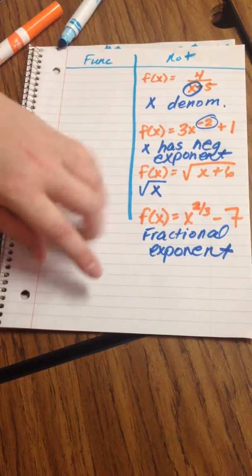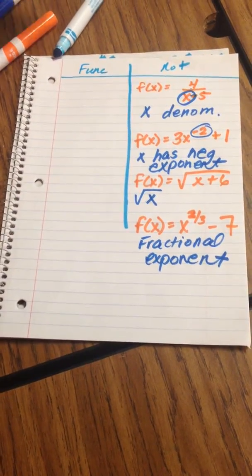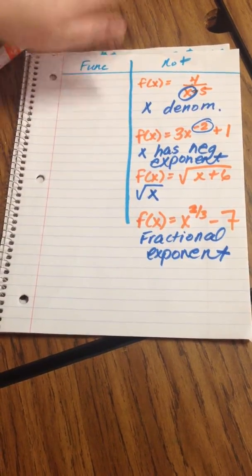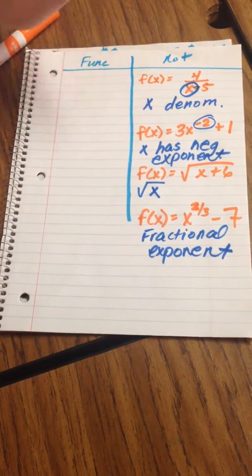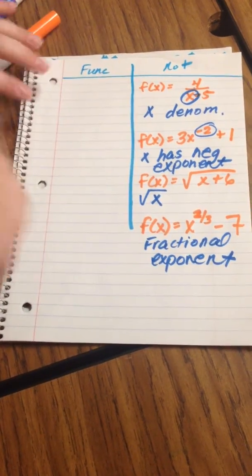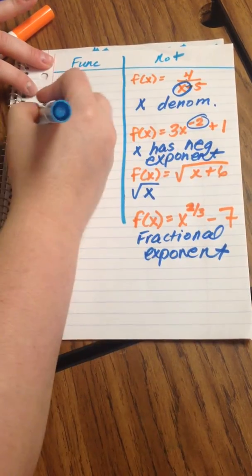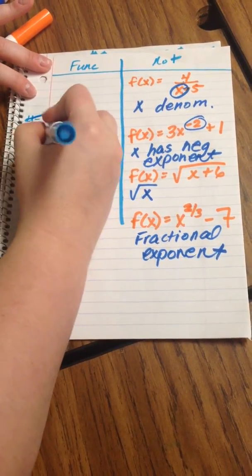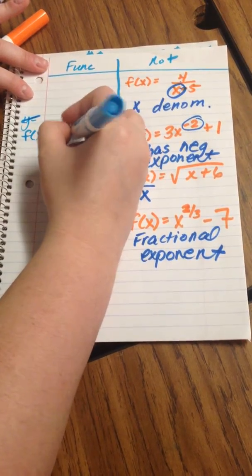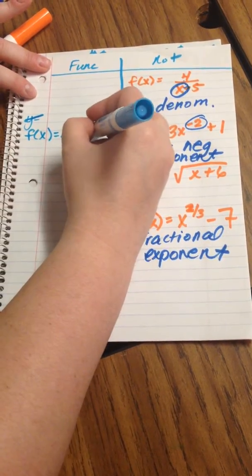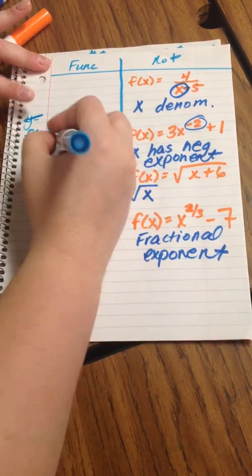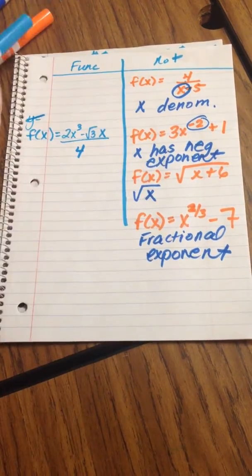These are all examples of a polynomial that is not a function. Here's an example of a good one. F of x equals 2x cubed minus square root 3x all over 4.